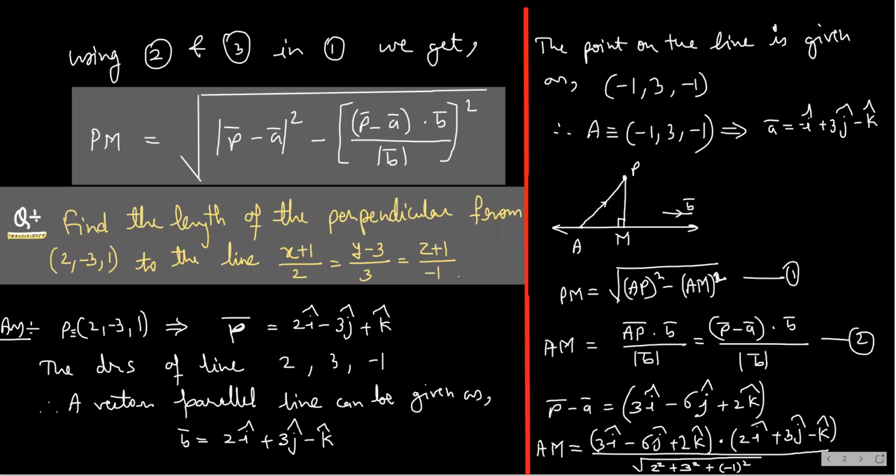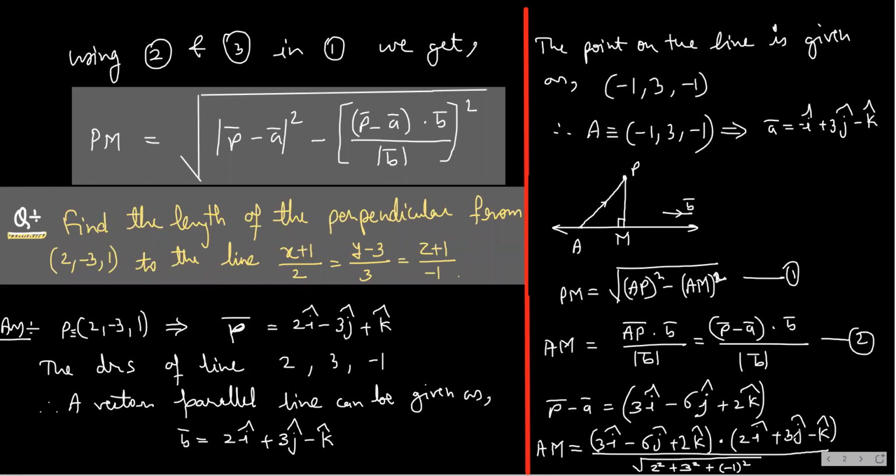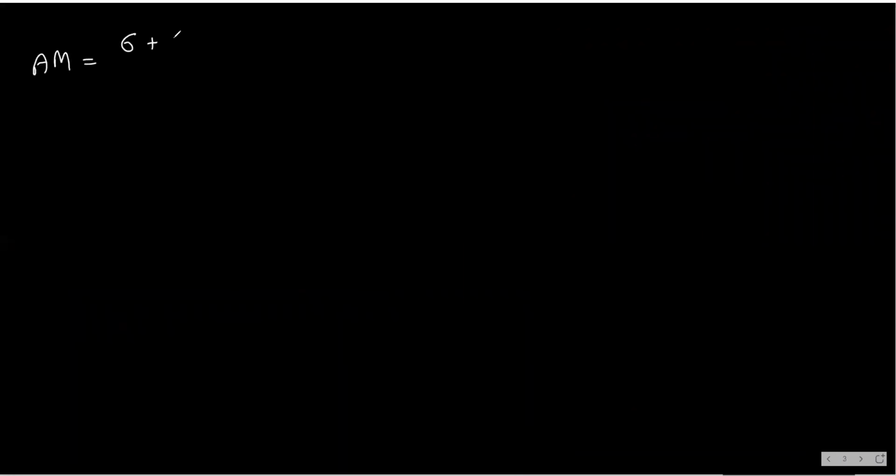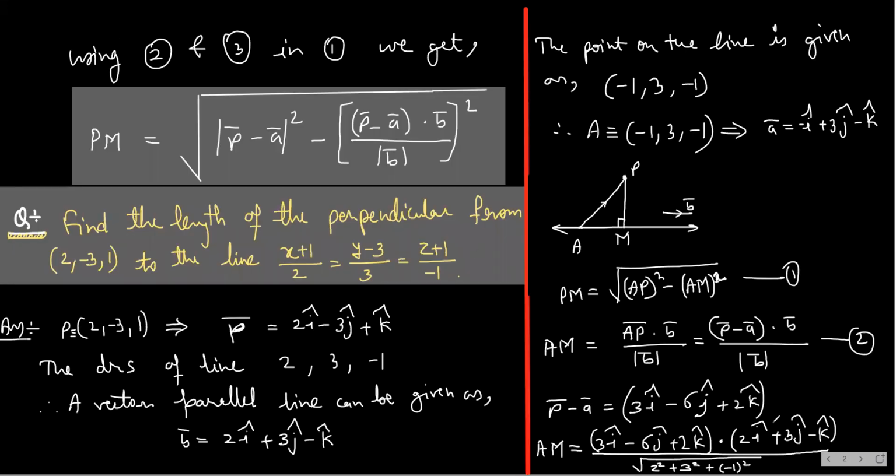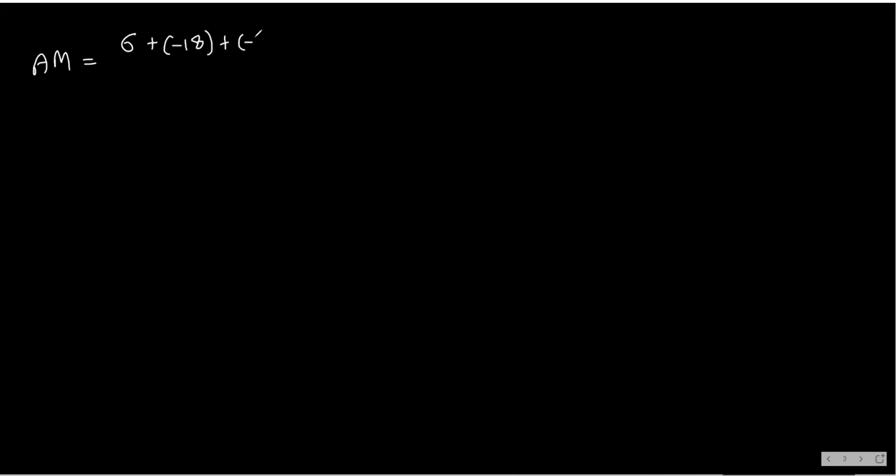We will now get the dot product of two vectors. This will be 3 into 2 plus minus 6 into 3 plus 2 into minus 1. The respective coefficients of i cap, j cap, k cap are multiplied and they all are added. So 3 into 2 is 6. So here you have AM equals 6 plus minus 6 into 3, that is minus 18, plus 2 into minus 1, minus 2. Minus 2 divided by modulus of B bar.